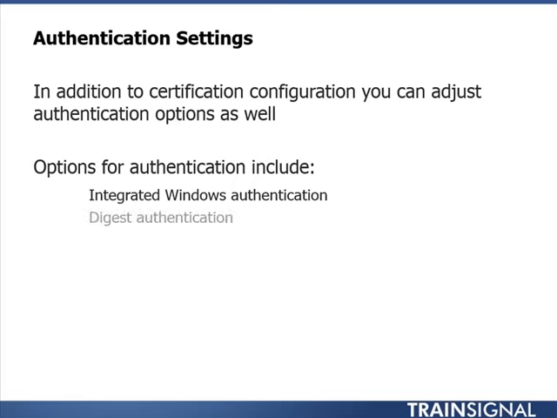Now, there's also digest authentication. This secures passwords by transmitting these passwords as a hash value over the network. So in order to use this, the end users have to have an account that is an Active Directory account. Then there's basic authentication. Now this transmits passwords, but it doesn't encrypt them. So it sends them in clear text over the network. So if you're going to use basic authentication, you should also use secure socket layer encryption.